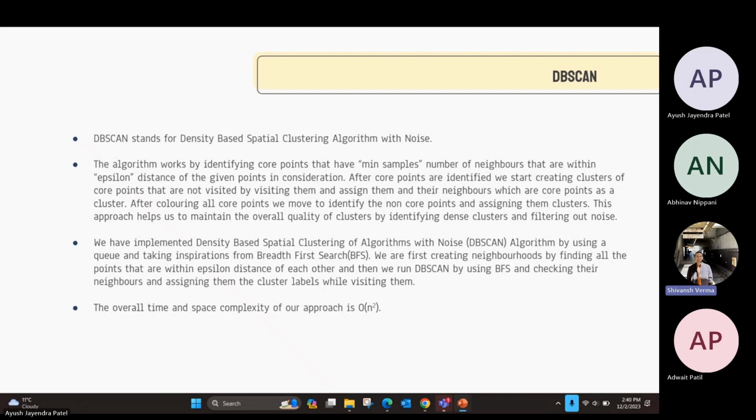To implement DBSCAN, we used a queue, taking inspiration from BFS. We first create neighborhoods by finding all the points that are within epsilon distance of each other. Then we run DBSCAN by using BFS to check their neighbors and assigning them cluster labels while visiting them. This step is continued until all the core points are visited and all the non-core points are either identified as belonging to a cluster or as noise. The overall time and space complexity of our implemented approach is O(n²). Next slide.